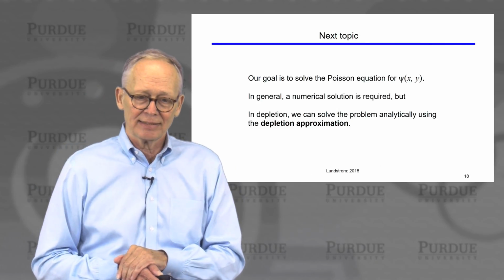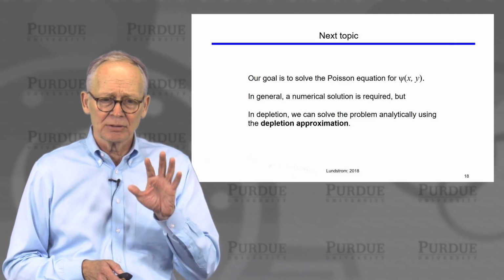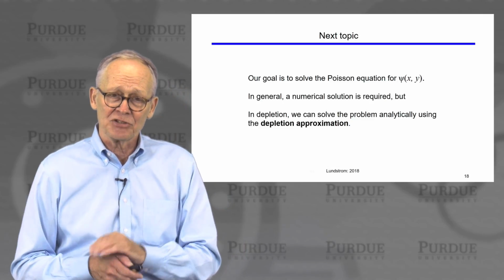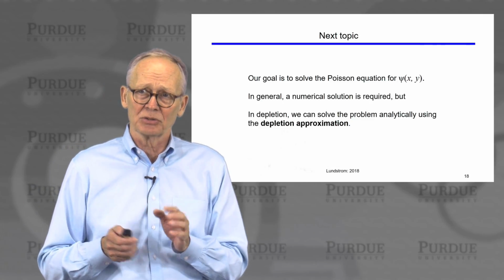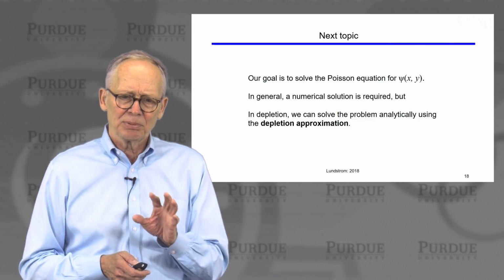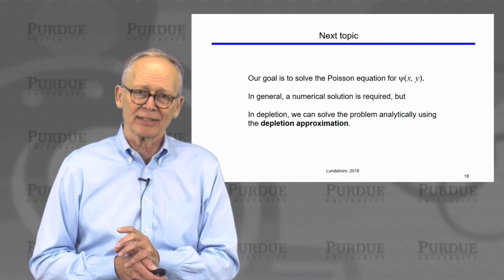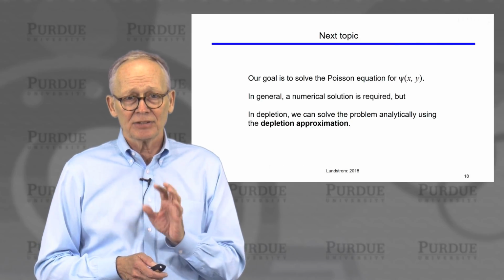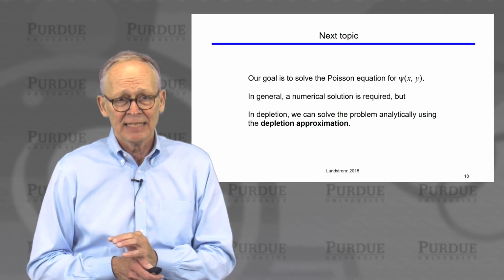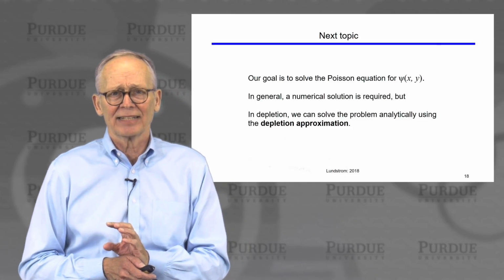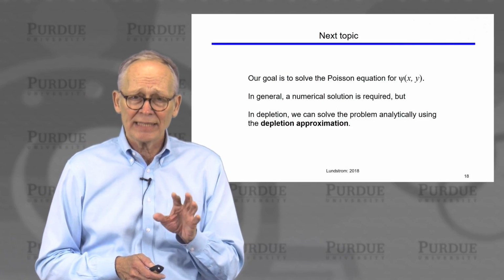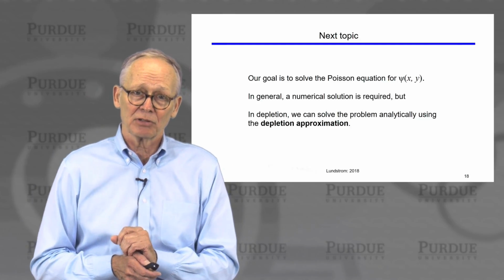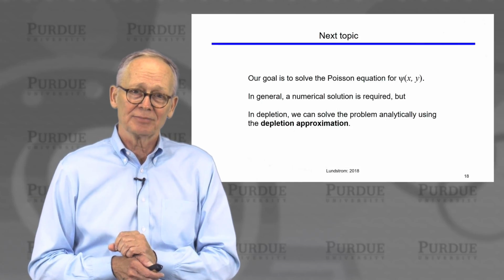So our next topic in the next lecture will be to solve this Poisson equation. In general, that's very difficult. In general, we'll need a numerical solution on a computer. But in depletion, we can actually solve the problem analytically. And we can make a widely used approximation in this region called the depletion approximation, and we can solve the MOS electrostatics problem. This is a widely used approximation that often gets us the answer that we were looking for, and we'll see how that works in the next lecture.